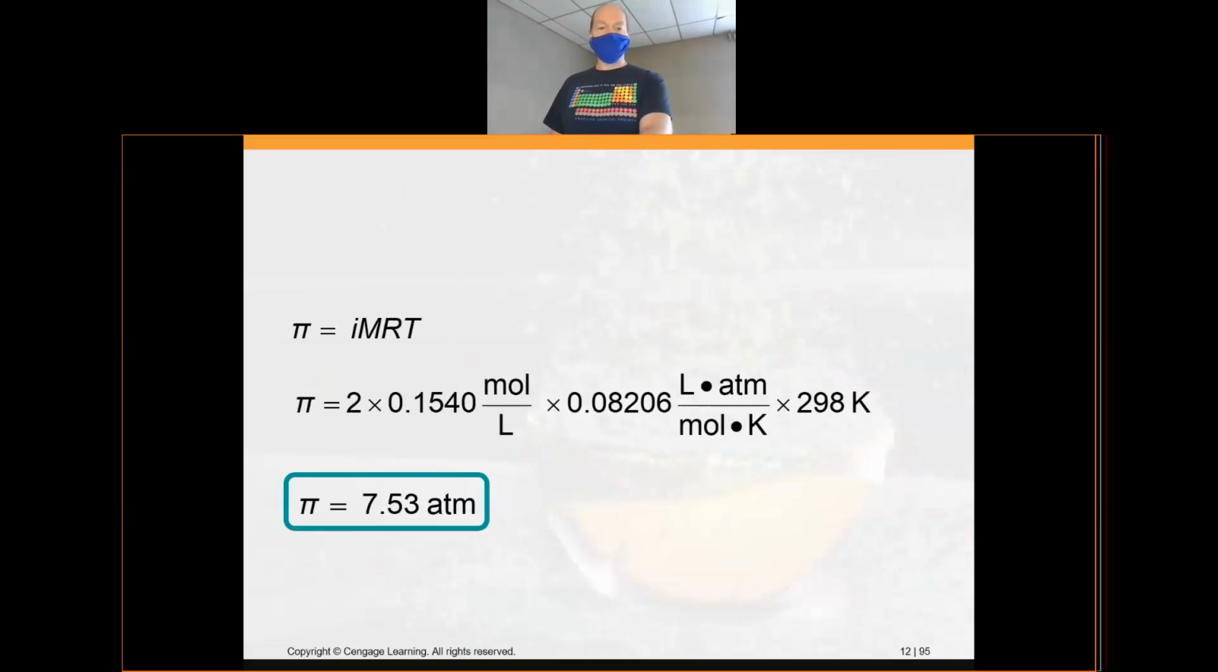Doesn't mean it has to be in millimeters of mercury. It just usually is. But in this case, we have such a very high osmotic pressure, 7.53 atmospheres, then atmospheres is fine. So it kind of depends on what your number is. If you got a 0.0 something atmospheres, they usually want it in millimeters of mercury. If you've got a high pressure, they usually just leave it in atmospheres.